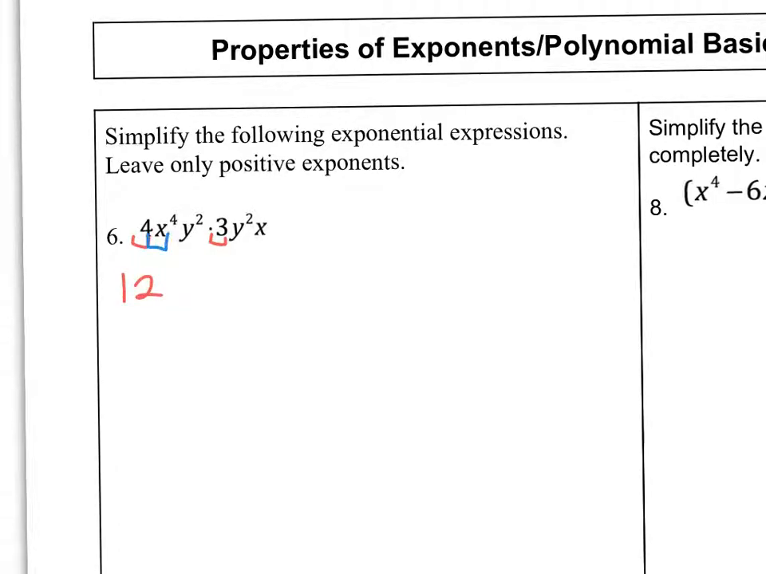Next up we've got x to the 4th and an x. I'm going to put a 1 up there so I know that power is 1. And I know that when I'm multiplying things that have the same base, I'm going to add those exponents. So 4 plus 1 would give us x to the 5th. And then finally the y, which probably is the easiest part of the whole problem, is going to be y squared times y squared, which gives us y to the 4th.